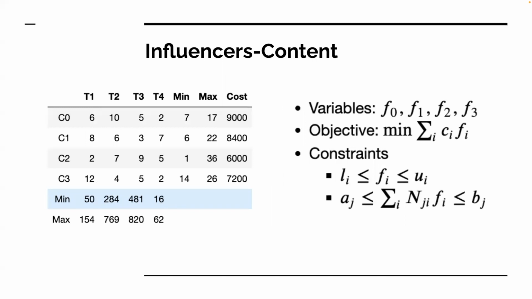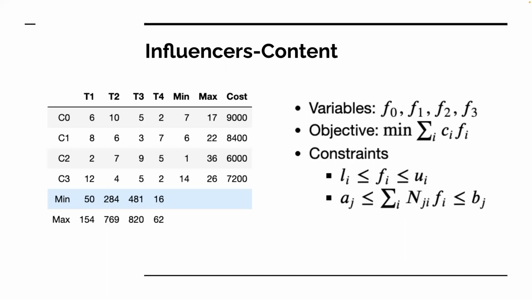So again, I have posed this problem. Let's just focus on the left-hand side firstly. We will again solve this through a Python code base. So what we're trying to say is that we have C0, C1, C2, and C3. These are 4 creators that I have, and T1, T2, T3, T4 are the types of content they can generate. So what it says is that C0 can generate 6 units of content of type T1, 10 units of content of type T2, and so on.